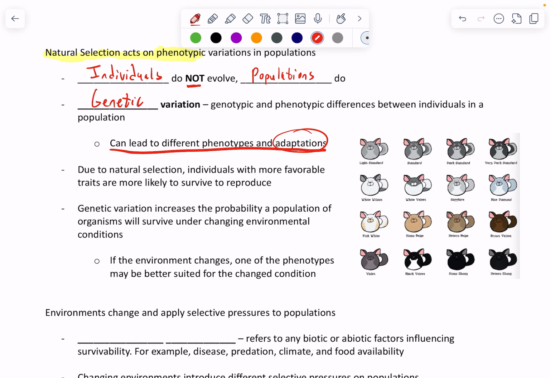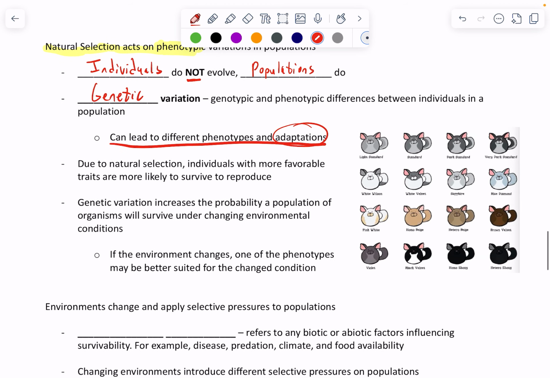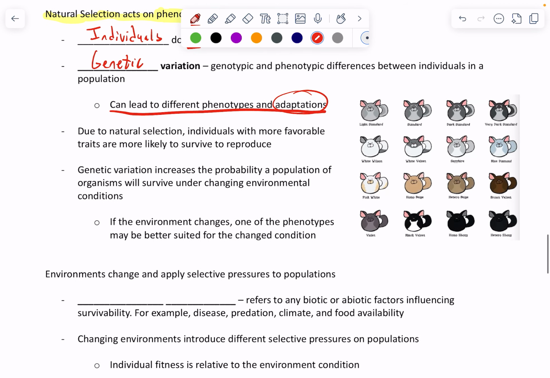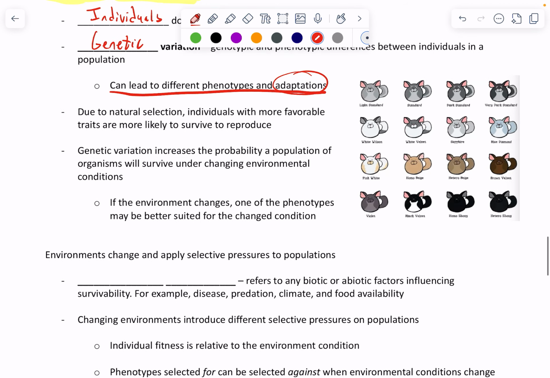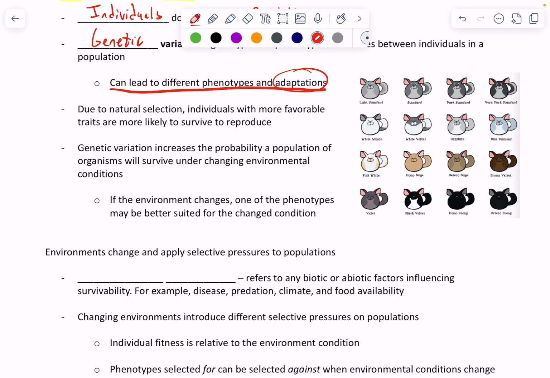Due to natural selection, individuals with more favorable traits are more likely to survive and reproduce. Genetic variation increases the probability a population of organisms will survive under changing conditions. And we've talked about this in the last video. If the environment changes, the phenotypes may no longer be suited for the changed condition, and new traits will become adaptations over time that these individuals could be born with from these random mutations.